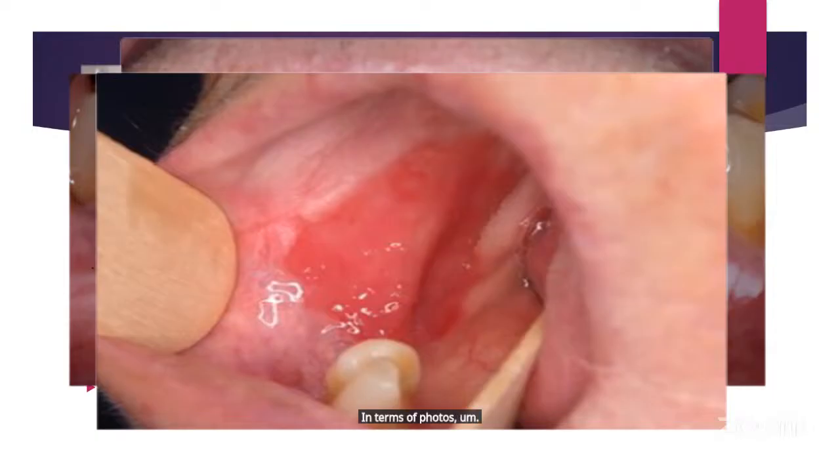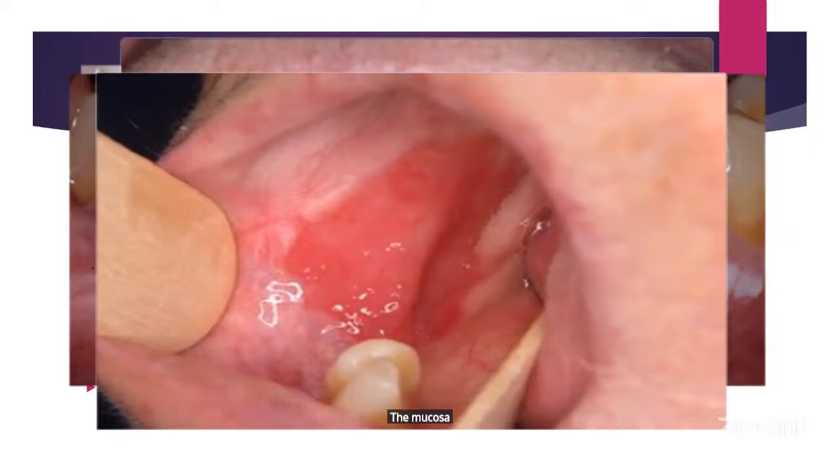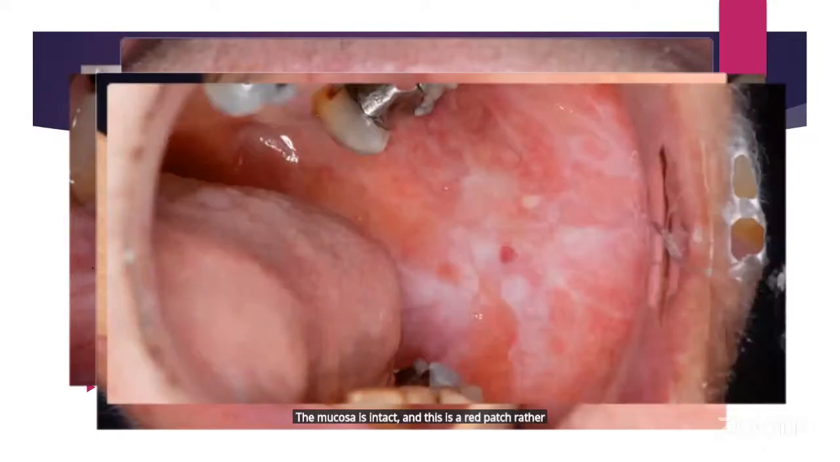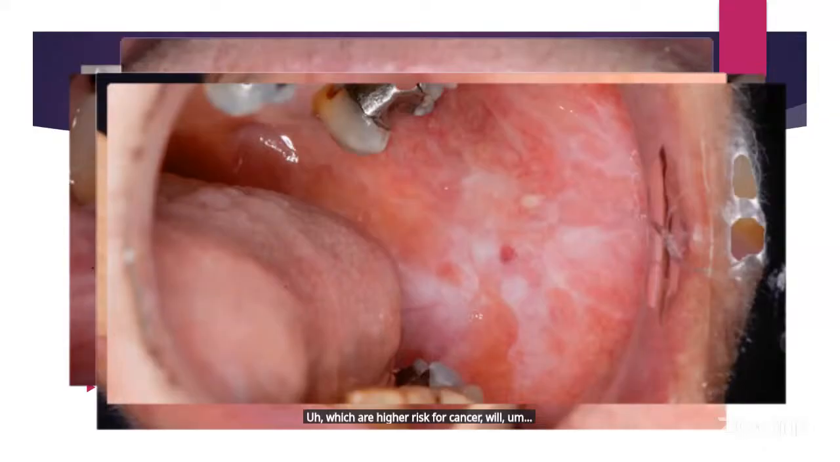In terms of photos, anything that has reflection over a lesion, then the mucosa is likely to be intact because the saliva is being caught and pooled in those regions. So we know that in this lesion, the mucosa is intact and this is a red patch rather than an ulceration. So this is lichen planus, but both graft versus host disease and lichenoid reactions, which are higher risk for cancer, will have a risk of becoming cancer.